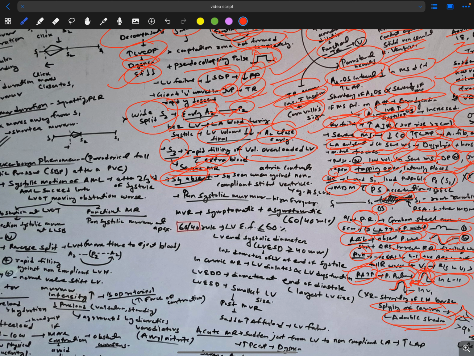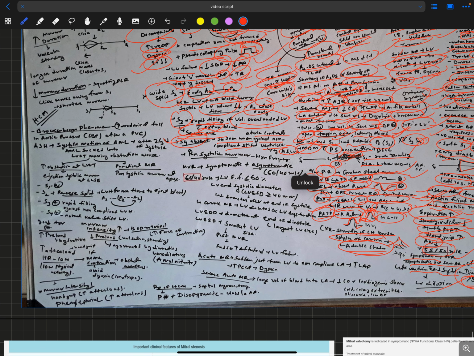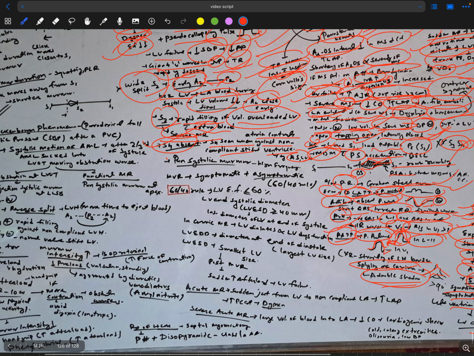So S4 is when the atria contract against a non-compliant, stiff ventricle. In case of AS, there is LV hypertrophy and a pansystolic murmur. In case of MR, we hear the pansystolic murmur. It is high frequency in the mitral valve.